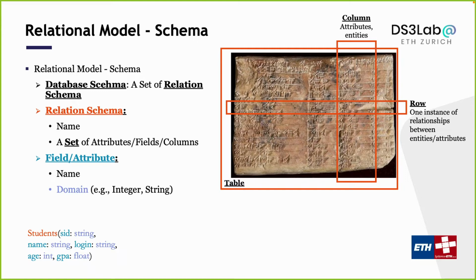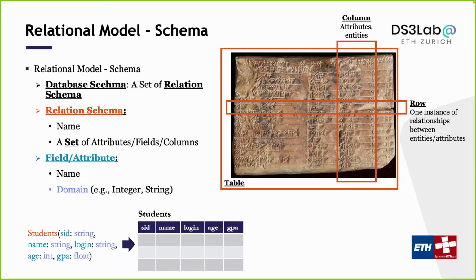And for each attribute, you also have the domain, like the data type. For example, the name of the student is a string. So this is how you represent the schema of the students relation. If you think about this as tables, a schema is used to describe what your data looks like. If you give me this schema, you are essentially saying to the database that my data can be organized into a table that looks like this.